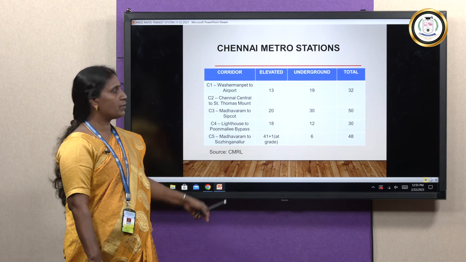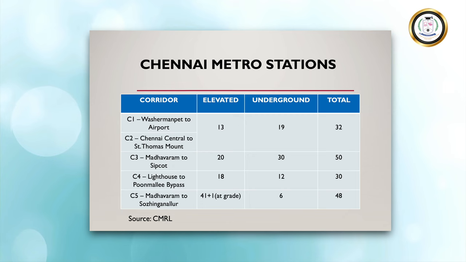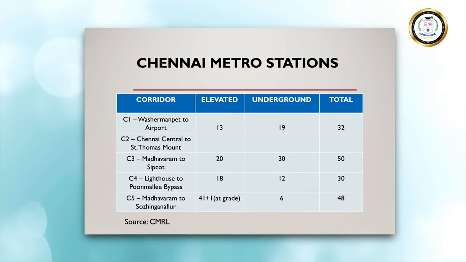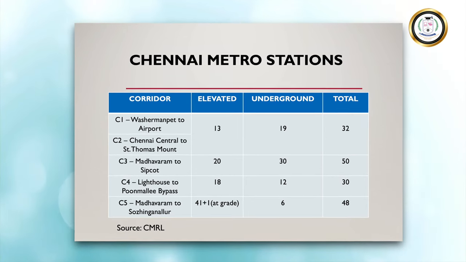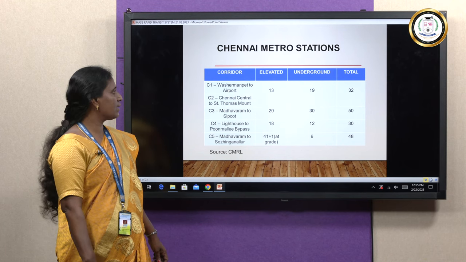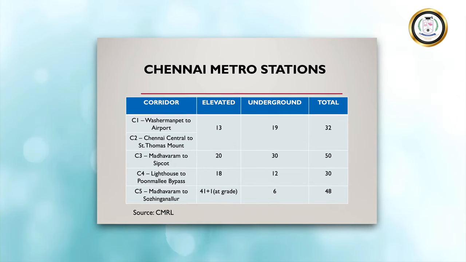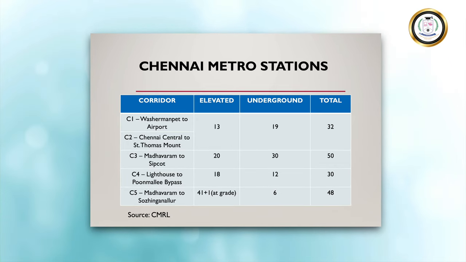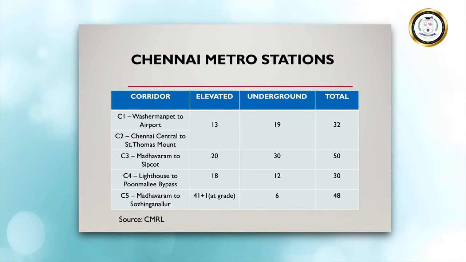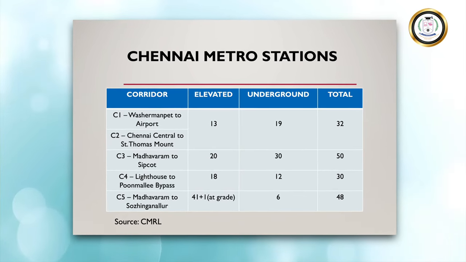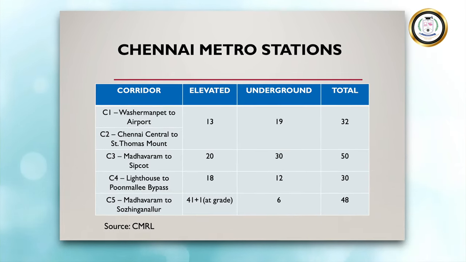Corridor 1 and Corridor 2 combined have 32 stations, of which 13 are elevated and 19 are underground, and Corridor 3 has 50 metro stations with 20 elevated stations and 30 underground stations. C4 has 30 metro stations and C5 is planned for 48 metro stations, of which 41 are elevated, 1 is at the at-grade level of the road network, and 6 are underground stations.